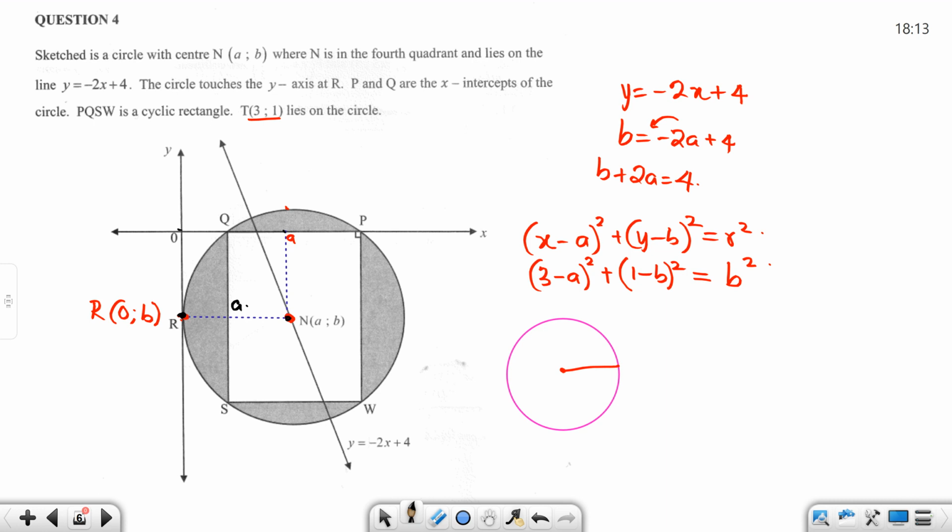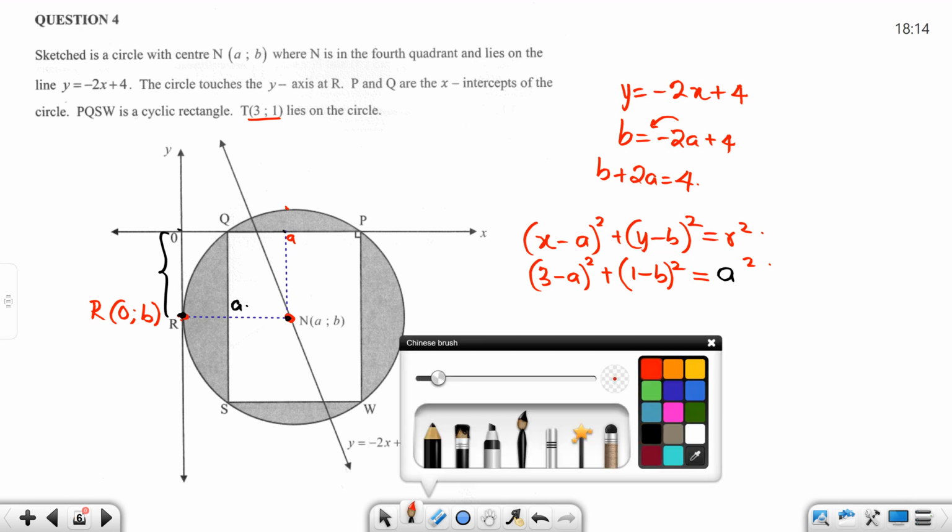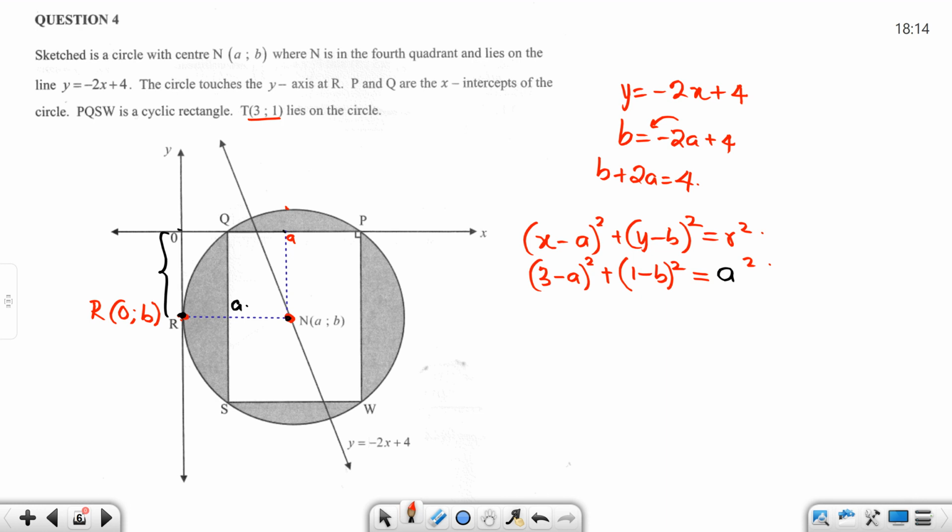No, R is still fine, 0 and B, because we're looking at the height there. That one is still fine. All right, thank you. So we have A squared. Now, no matter how lazy we are or tired we are or how reluctant, we have to expand. We don't have a choice. Let's do it quickly. Let's expand.